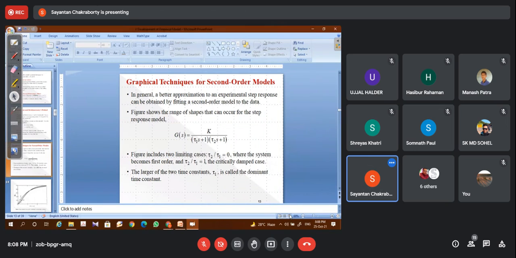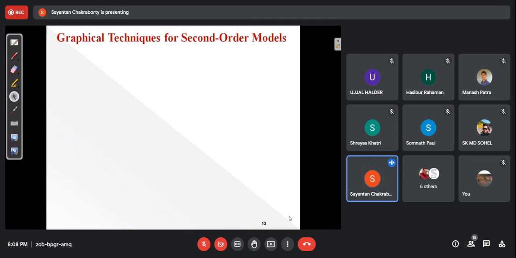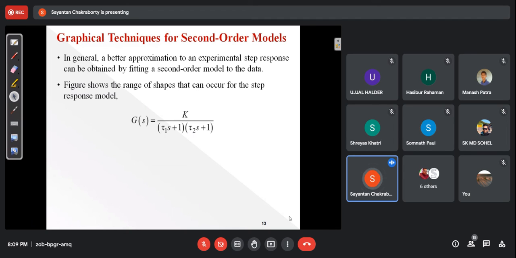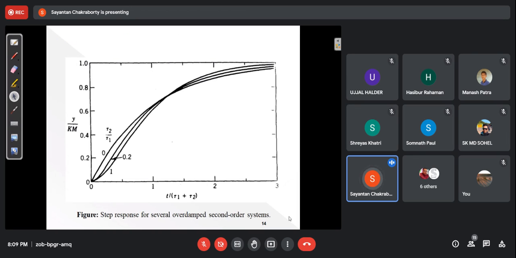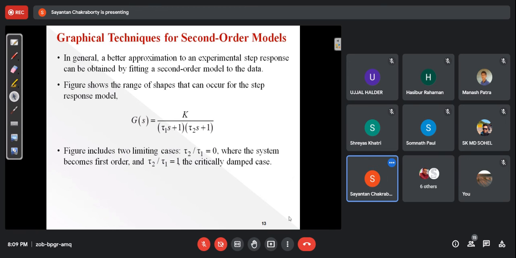Coming back to the presentation now, there may be situations where this first order model, even with time delay, may not be enough. So what you can do is simply go for a second order model, if it matches the response of a second order system. There is no time delay; the point of inflection is at t equal to 0 only. Then you can obtain the model parameters tau 1 and tau 2 from several step response cases. Two limiting cases: tau 2 by tau 1 equal to 0, where the system becomes first order, and tau 2 by tau 1 equal to 1, that is the critically damped case.